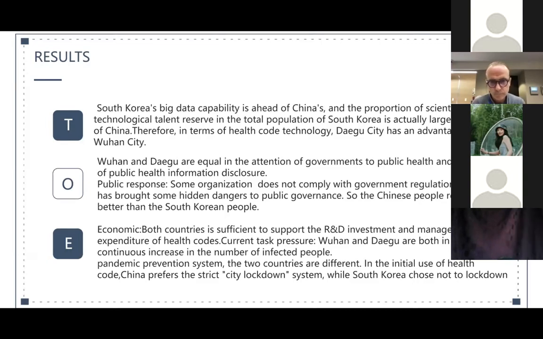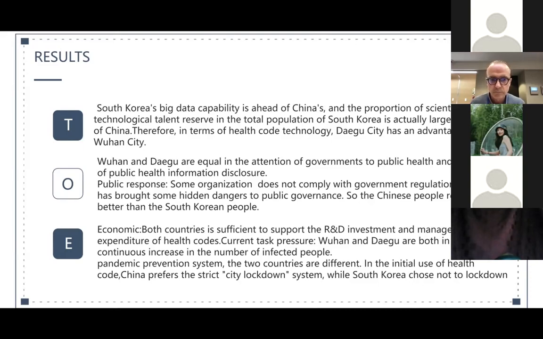E. Environment. For economic development, both China and South Korea are economically developed countries in Asia. Both countries are sufficient to support the R&D investment and management expenditure of health codes. For current tax pressure, Wuhan and Daegu are both in a stage of a continuous increase in the number of infected people. Both governments are under intense pressure as the country focuses on where the outbreak is concentrated.